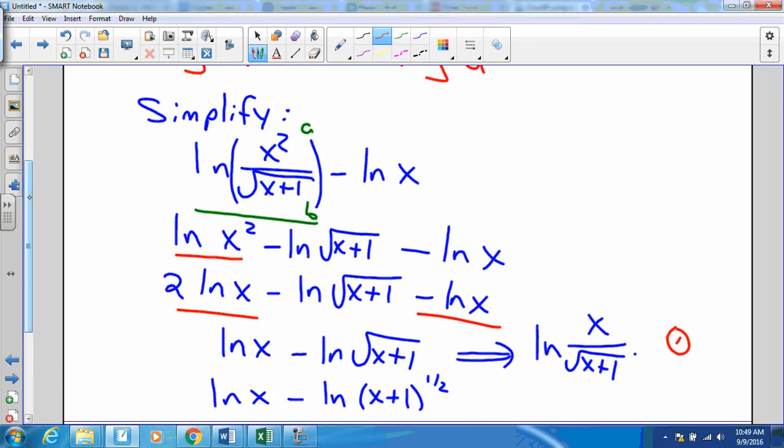This is a kind of classic problem. Simplify this expression that you need to be able to do for yourself.